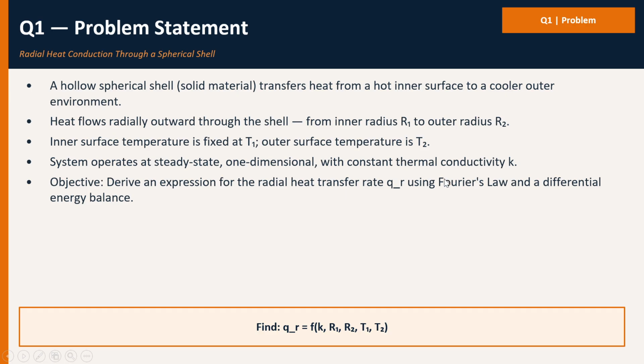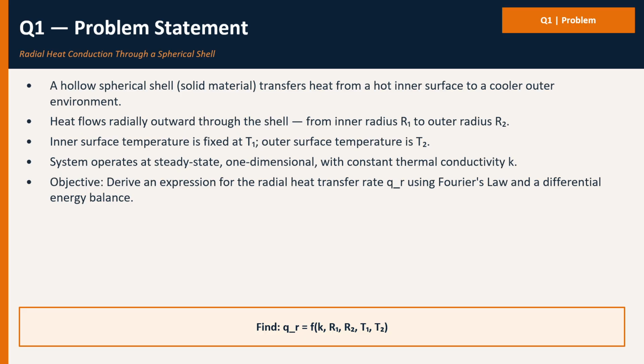In the first problem, we are given a hollow spherical shell that transfers heat from a hot inner surface to a cooler outer environment. Heat flows radially outward through the shell from inner radius R1 to outer radius R2. Inner surface temperature is fixed at T1 and outer surface temperature is T2. The system operates at a steady state, one-dimensional, with constant thermal conductivity K. And we have to derive an expression for the radial heat transfer rate QR using Fourier's law and a differential energy balance.